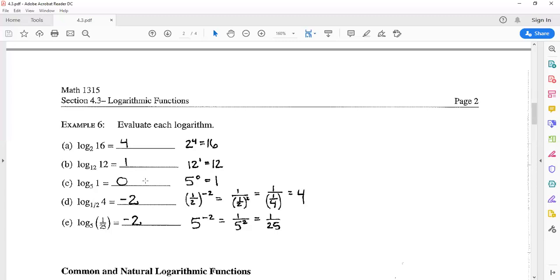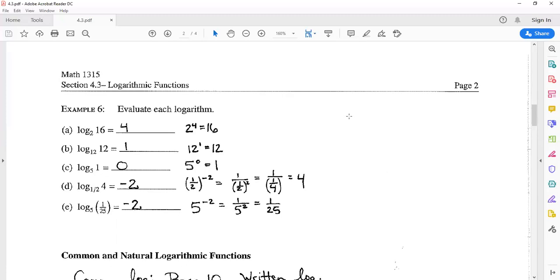Okay, and this last one here, they ask us for log base 5 of 1 over 25. I think this one's maybe a little bit less awkward than the one above it, but that's fine. This is also -2. Why? Because 5 to the -2 equals 1 over 5 squared, which equals 1 over 25.